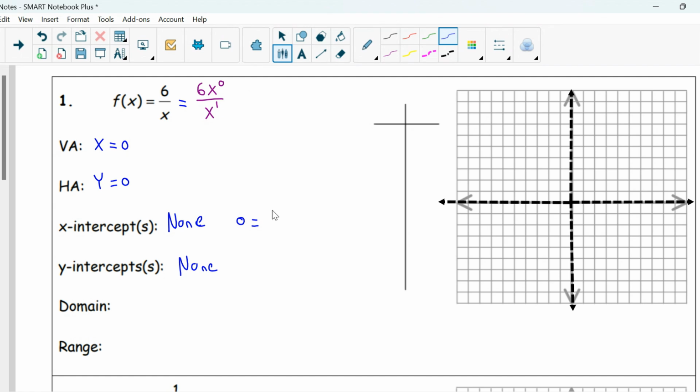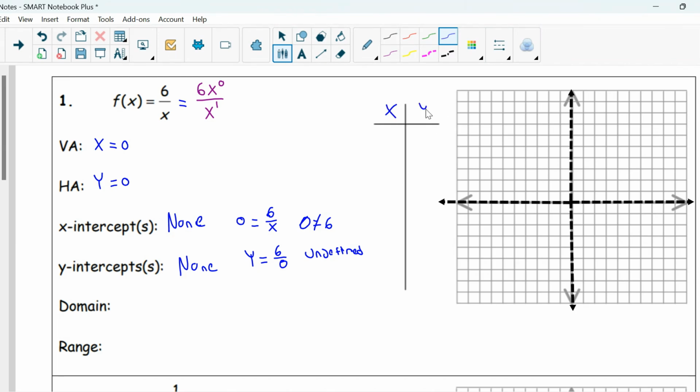0 equals 6 over x. And this is never going to happen, because if I multiply x over, we would just get 0 equals 6, which is not a true statement. Similarly, with our y-intercept, plugging in 0 for x, I would get 6 over 0, which is undefined. So that also will never occur. Okay, I'm going to save domain and range until we've graphed. Just makes our process a bit easier, but I'm sure you can already assume.